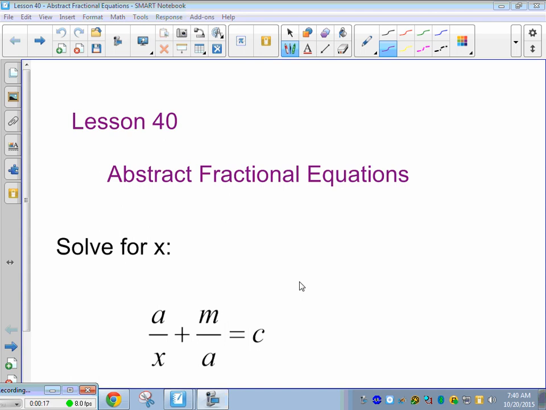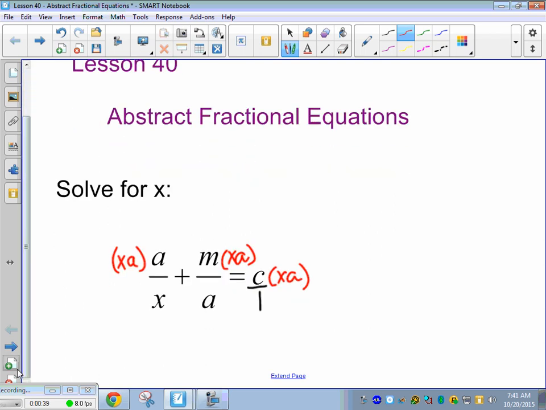The first step on these is to always cancel the fractions, all right? So we want a fraction bust. I'm going to look at every denominator and multiply by the common denominator. The common denominator is xa. So I'm going to multiply this by xa, and this by xa, and this by xa. If you want to do parentheses and show that you're multiplying the whole thing by xa, you can. I like to write it next to each term.